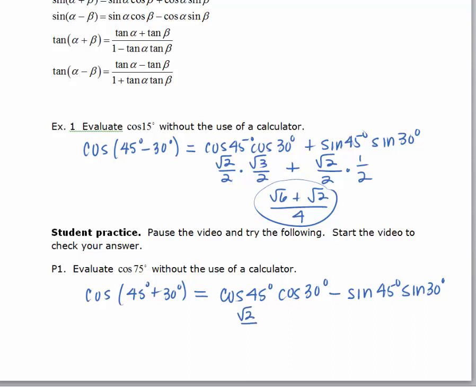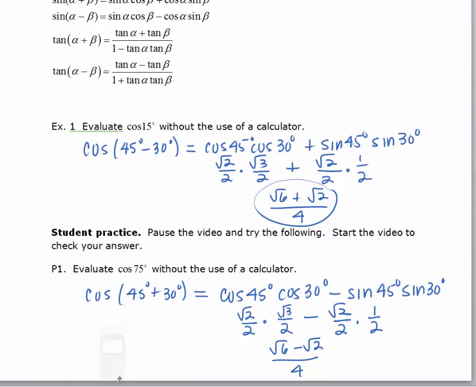We've got the cosine of 45 degrees is the square root of 2 over 2. The cosine of 30 is the square root of 3 over 2. The sine of 45 degrees is the square root of 2 over 2, and the sine of 30 is 1/2. So we get a similar answer, only the sign is different. We get the square root of 6 minus the square root of 2 over 4.